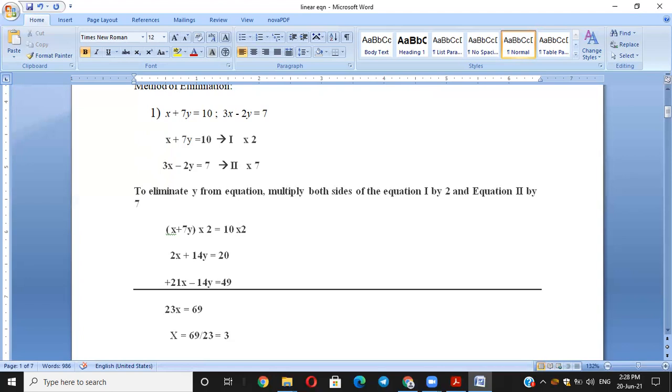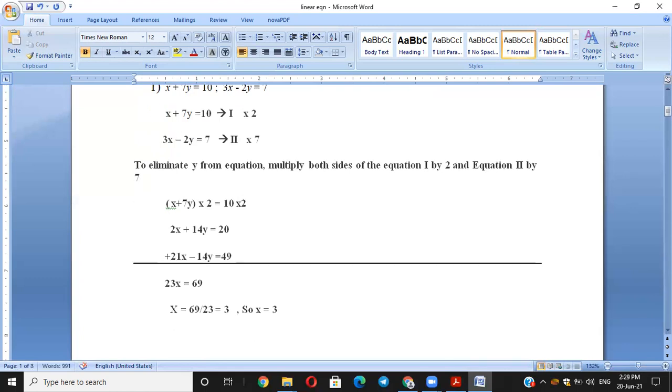Value of x is 3. So we have found the value of x is 3. So we will write here. Our answer is, what is the value of x? x will be equal to 3. But the solution is not yet over, because we have to find the value of y also.